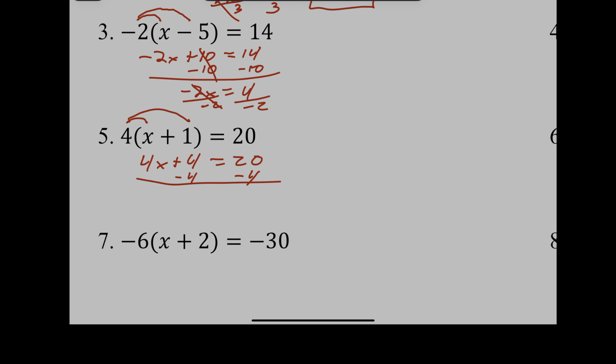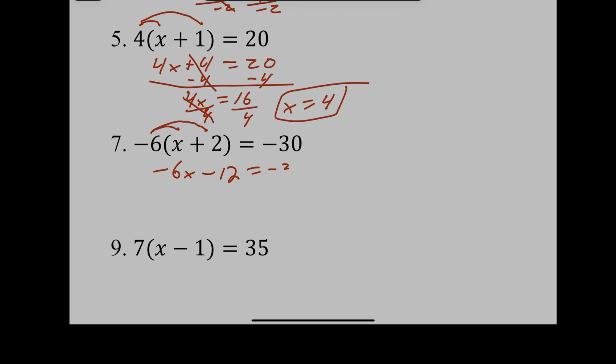All right, let's do number 7. I'm going to multiply -6 into both of these. -6 times x is -6x. -6 times a positive 2 is -12. Be careful that you're following the sign, okay? So now we're going to make sure we get letters on one side, numbers on the other. So I'm just going to add the 12 to both sides. Boom, die. Now, make sure you bring down a -6x, okay?